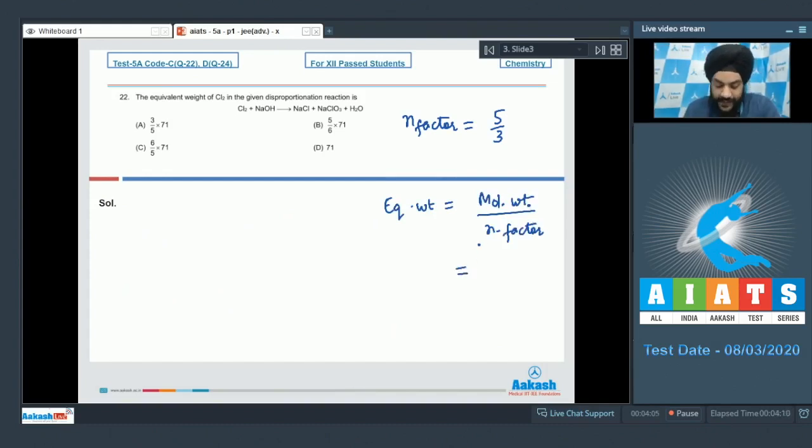So the molecular weight of Cl2 is 71, whereas the N factor is 5 by 3. So this becomes 3 by 5 into 71 if we express it in the form of the options which are given. So students, we can clearly see that for this question we have to mark the answer as option A. Let us look at the next question now.